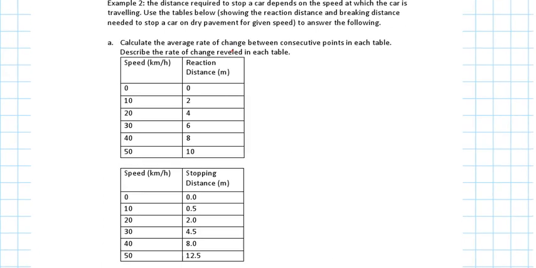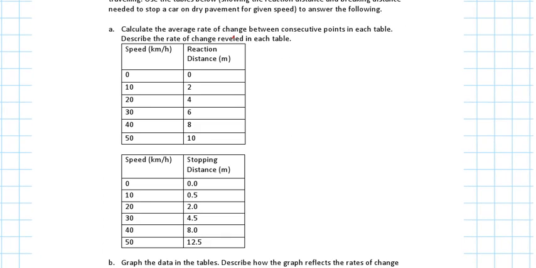So the question is asking you to find the average rate of change between consecutive points. What does the word consecutive mean? One after the other. So that means I'm going to start with the first 2 points and find the average rate of change. Then I'm going to take the second 2 points, do the average rate of change, and then I'm going to have to describe that average rate of change.